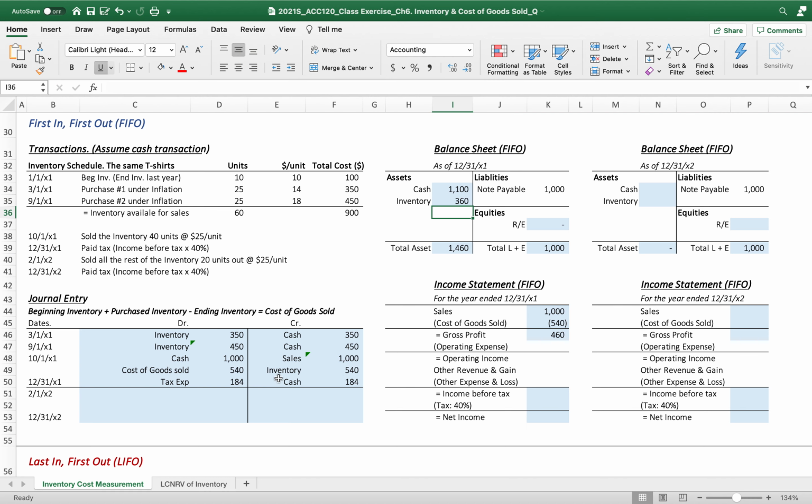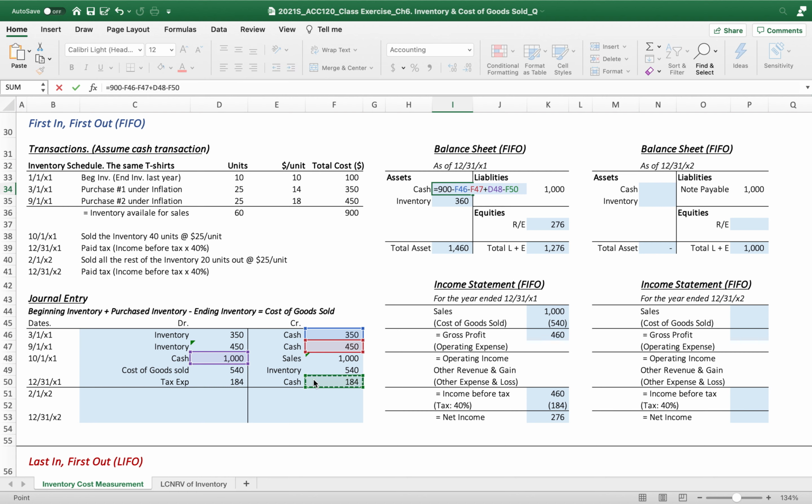And then we record income before tax. We don't have other transactions that year. And then tax expense minus 184, and then the net income is 276. It should be recorded on the retained earnings as well, right? So we got 276. Oh, we missed cash out here, 184. So we balanced out the first year.